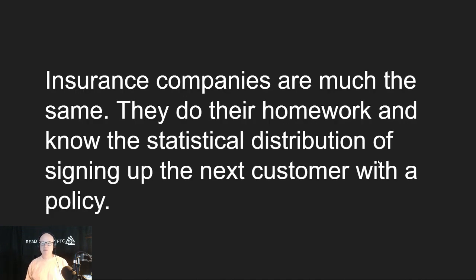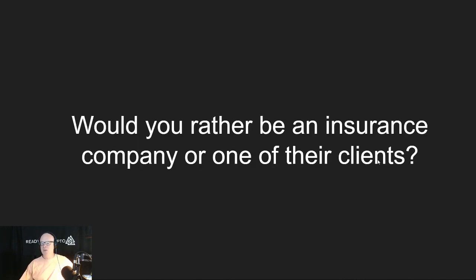So insurance companies are much the same thing. They do their homework and they know the statistical distribution of signing up the next customer with a policy. Is it worth the risk to allow that next customer to get a policy from them? Is it worth the risk for that casino to allow that player to actually come in? This is why they have facial recognition going on. So would you rather be an insurance company or one of their clients? Would you rather be buying insurance off of an insurance company, or would you rather instead become an insurance company yourself?